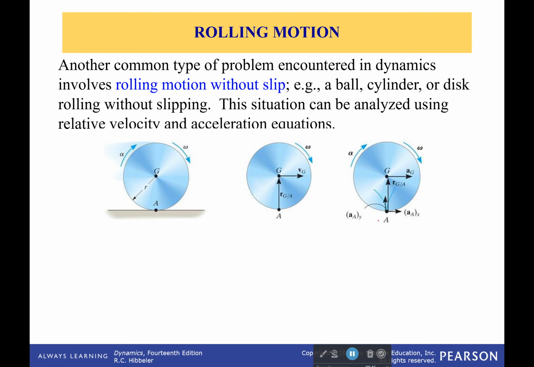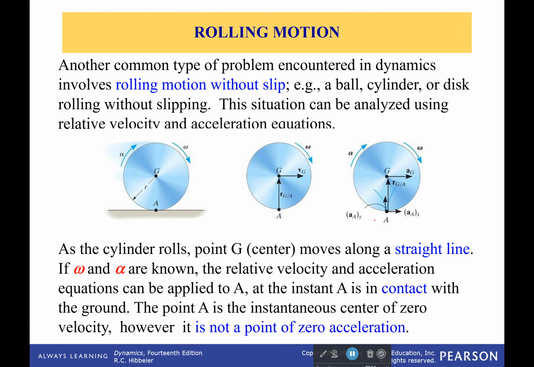Another common type of problem in dynamics is rolling motion without slip. And we can analyze this using our relative velocity and acceleration equations. We've already learned that when we have rolling without slip, the velocity at the bottom is 0. What about the acceleration?